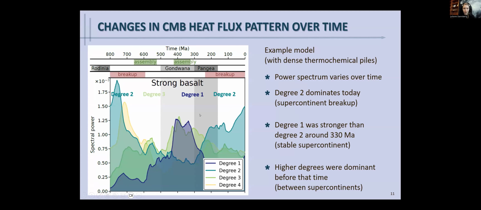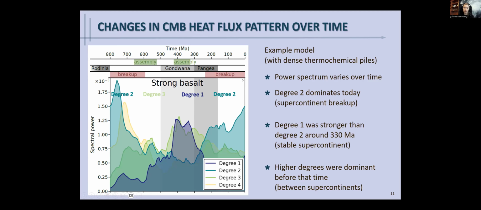The teal one is degree 2, which would be the situation like today, where we have these 2 hot piles and then a girdle of cold material in between, or the opposite, 2 cold patches and a hot girdle in between. And then the green and yellow are to the higher degrees, so they would be more short wavelength patterns. I've also annotated the stages in the supercontinent cycle here, so that we can see how things change throughout that cycle.